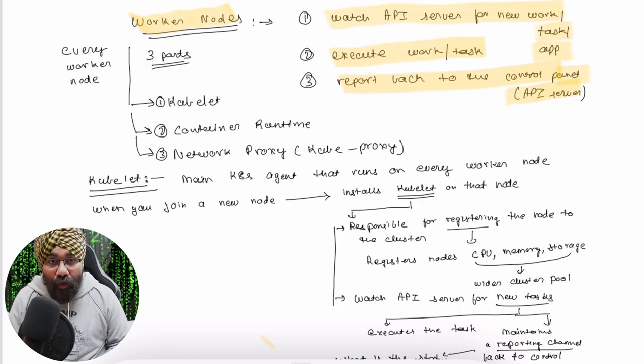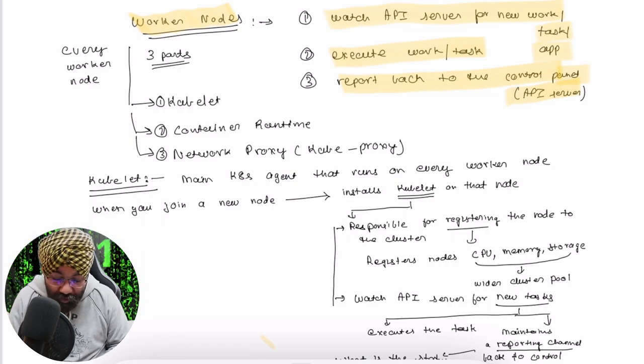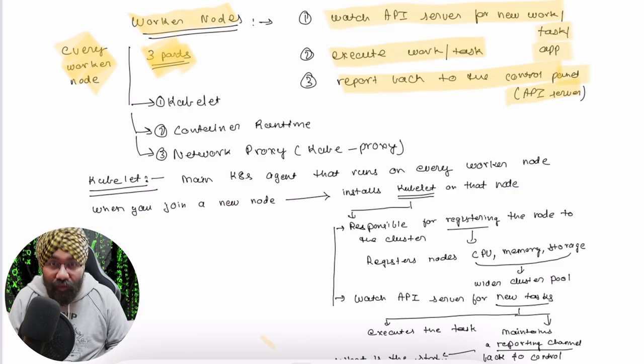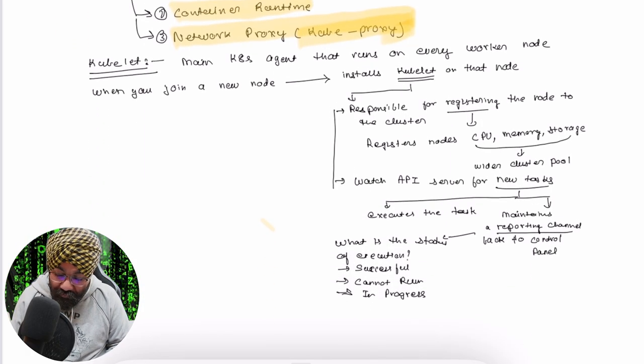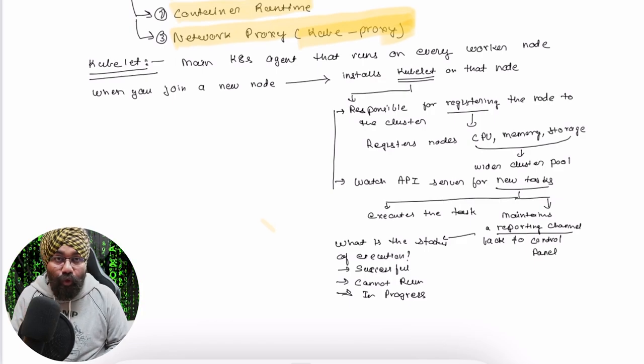Okay. Now, each worker node is made up of three important things. The first is the kubelet. We'll learn about kubelet in more detail. Second is the container runtime. And third is the network proxy, which is also called kube-proxy. So let's first talk about the kubelet.